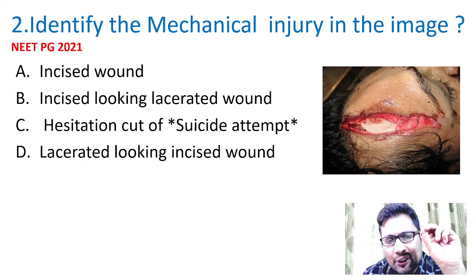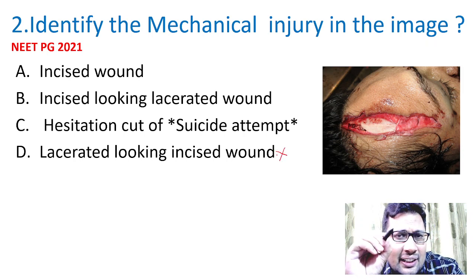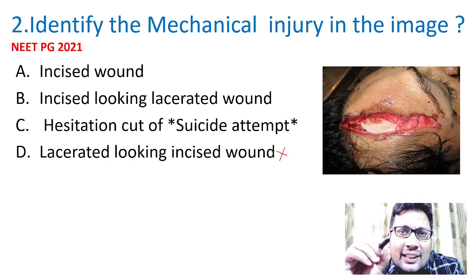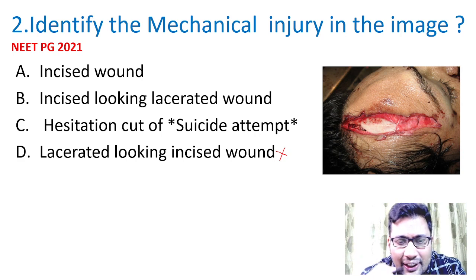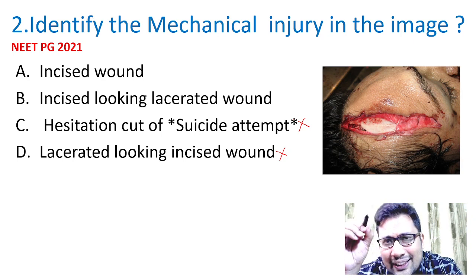Options are incised wound, incised looking lacerated wound, hesitation cut of suicide attempt, lacerated looking incised wound. Lacerated looking incised wound is not the answer. Laceration looking incised wound is seen in the scrotum, axilla, and over the neck. Okay, so this is not the answer. Hesitation cuts are seen commonly over the forearm, where you will see multiple incised wounds.